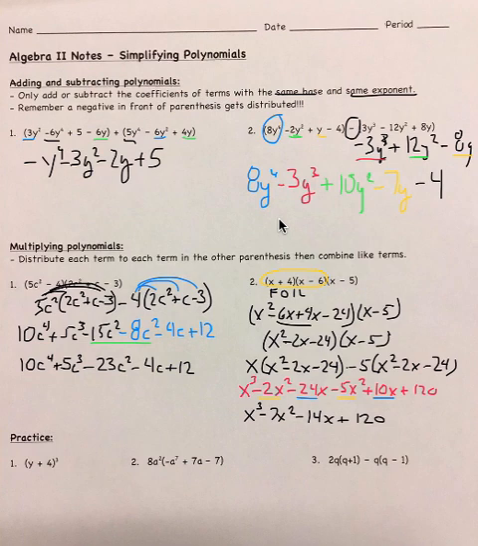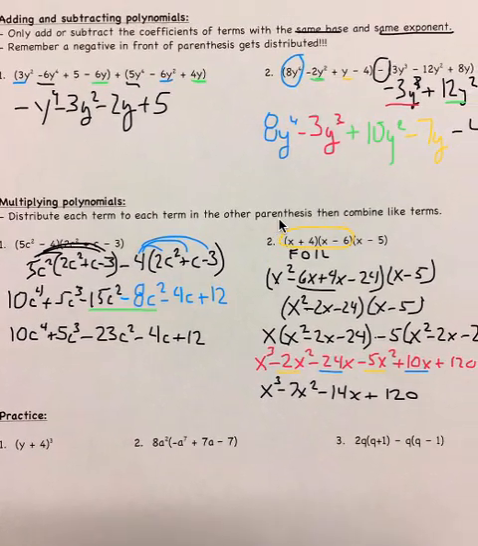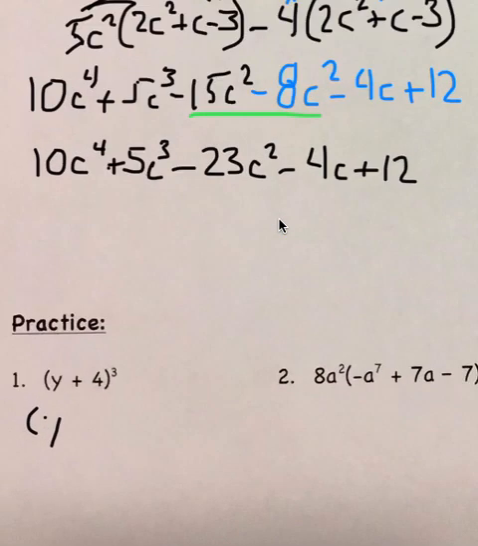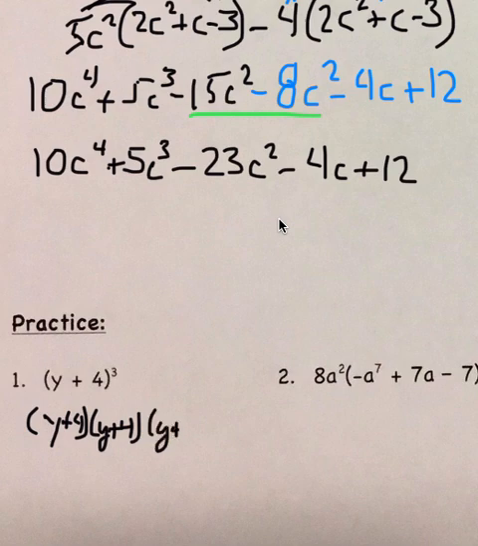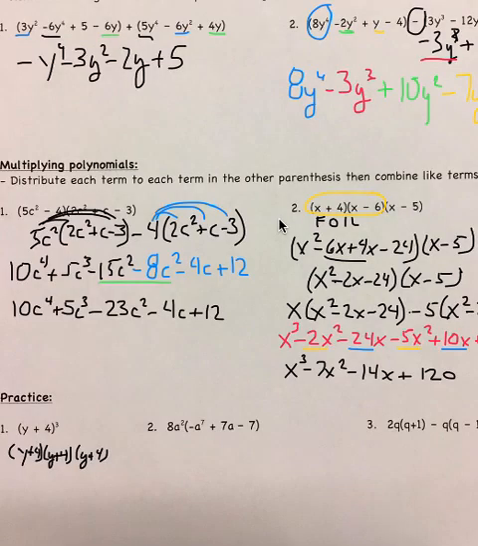So that's multiplying polynomials. If you look at our practice examples, I'm not going to do all of them, but this first one is y plus 4 to the third power. That just means you would write it as y plus 4 times y plus 4 times y plus 4.